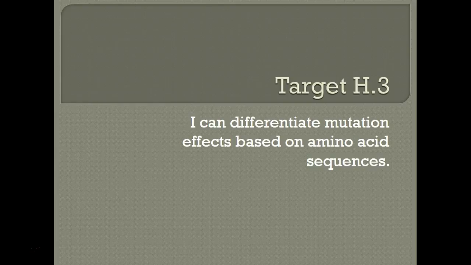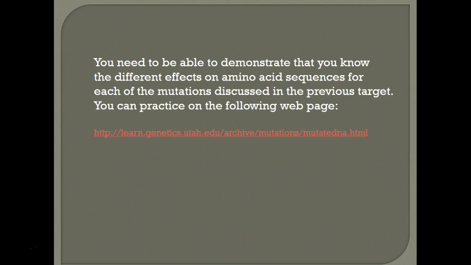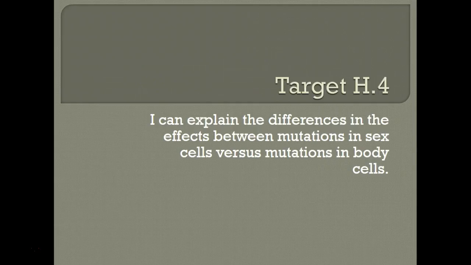We'll go through a couple of different worksheets that you can actually find in the assignment folder in this unit. So there's really no notes that you will take for this. It's truly a demonstration target, which is what it's saying here on this screen. So we're going to go right to target H4 then, which says that you should be able to explain the differences in the effects between mutations in sex cells versus mutations in body cells. This is a pretty easy target.